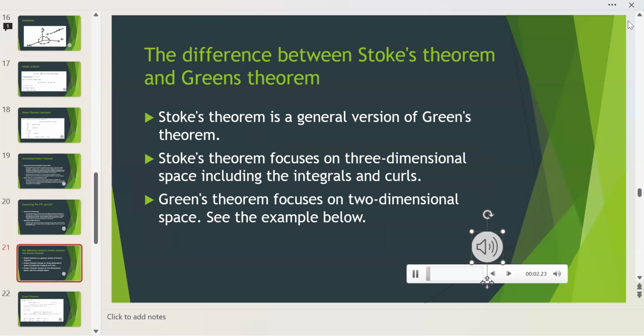Now, the main difference between Stokes' theorem and Green's theorem is that Stokes' theorem focuses on the three-dimensional value of a structure, and Stokes' theorem is the general version of Green's theorem. Stokes' theorem focuses on three-dimensional space, which includes integrals and curls. Green's theorem focuses on two-dimensional space. So let's look at the example below.